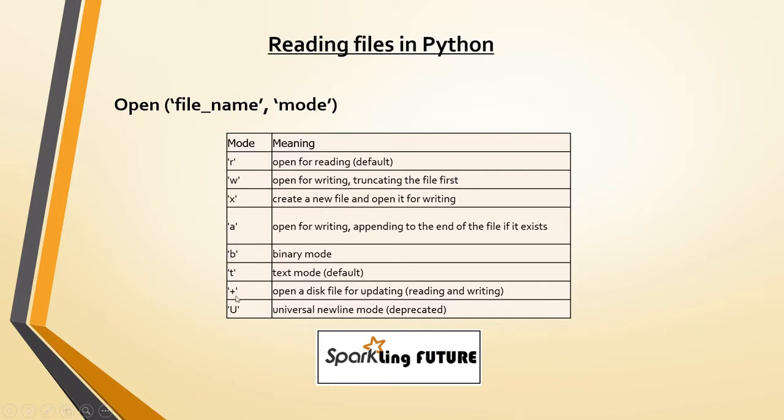And then plus is for opening a file for updating. If you are opening a file for both reading and writing, you can use this plus option. And then U is for universal newline mode. It was not used in the current example, but you can just remember these options. These are the available modes.